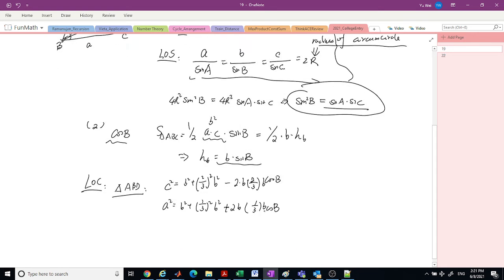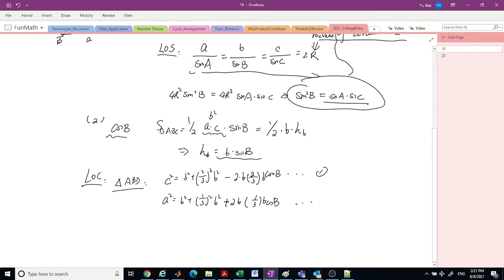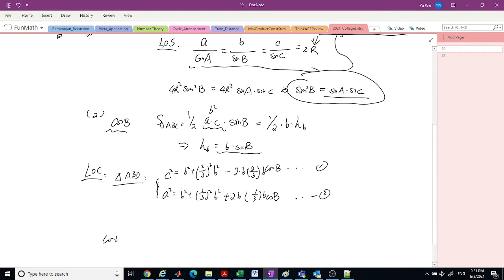Now, I call this one equation 1 and this one equation 2. We also know cosine B is equal to (a squared plus c squared minus b squared) over 2ac. Here we can see 2ac is 2b squared. So you can see a squared and c squared can be parameterized with b squared and the angle cosine B. So we can construct an equation in cosine B.